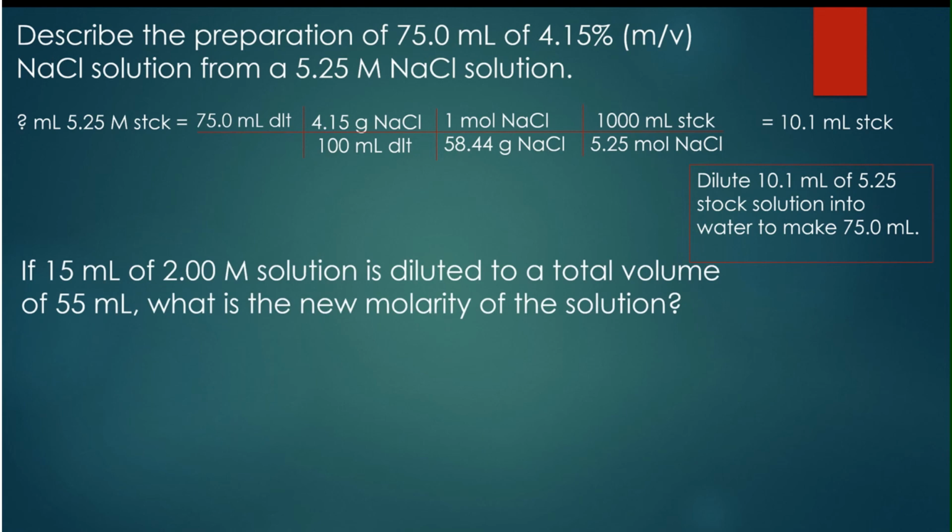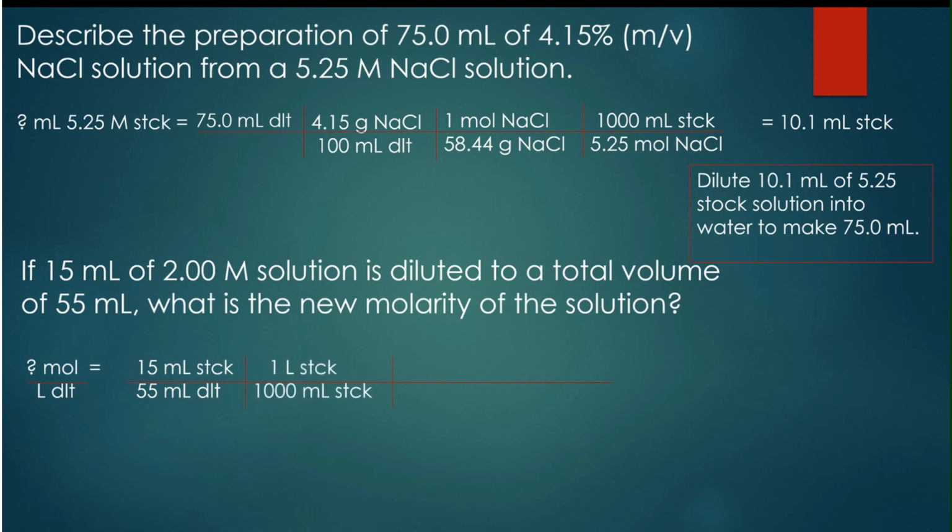Another example here. If 15 milliliters of 2 molar solution is diluted to a total volume of 55 milliliters, what is the new molarity? Hey, this one's asking a different question. This time they're giving us both volumes, and they want to know what the new molarity is. So we're looking for moles over liters. That's a molarity. We have 15 milliliters of stock solution and 55 milliliters of dilution. Now notice by putting the dilution down here, I know that I'm going to want my volume of dilution down on the bottom.